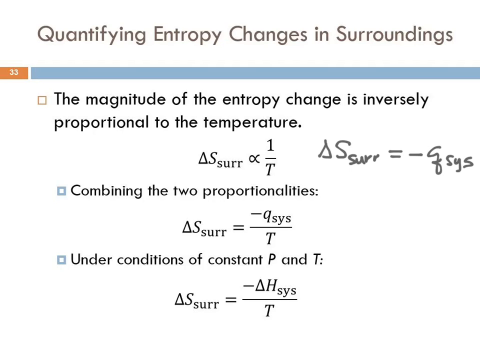If pressure and temperature are constant, so we're not allowing the temperature to change, we're measuring it. We have a T in the equation, but it's not changing. When pressure and temperature are constant, then Q sys is equal to the change in enthalpy for the system. And so then we can get this equation, which is something we can actually calculate. Change in entropy for the surroundings equals negative change in enthalpy for the system divided by the temperature.